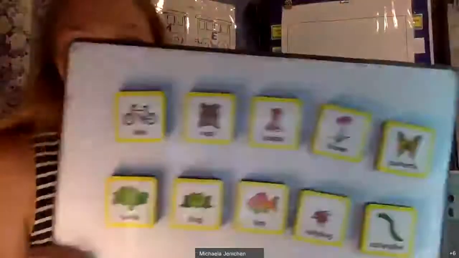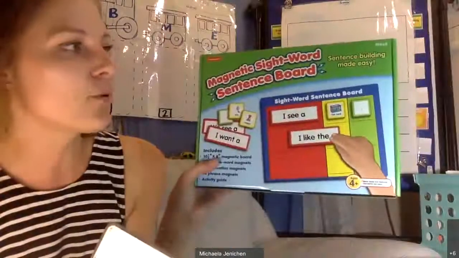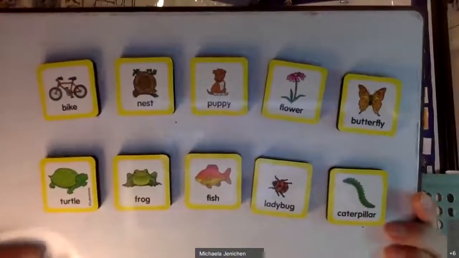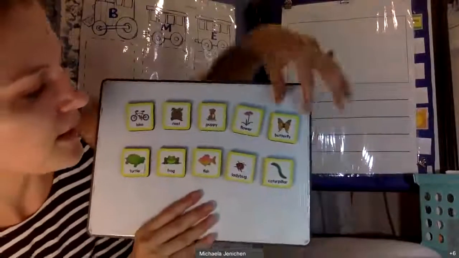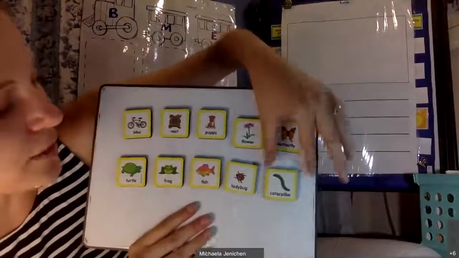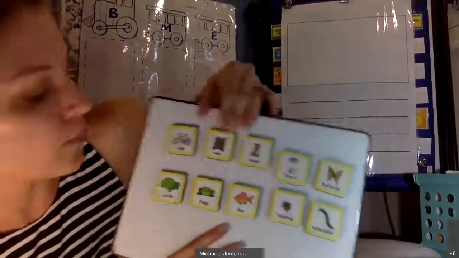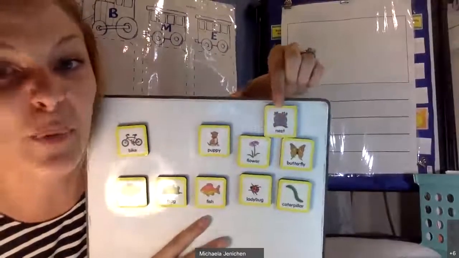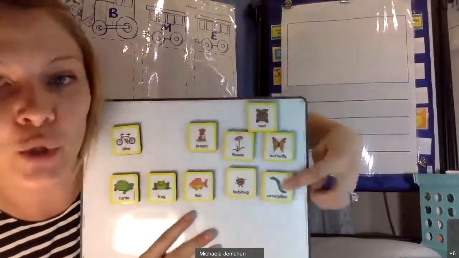I put a couple of ideas because what I'm using here is this magnetic sight word sentence board from Lakeshore. I'm not using the actual board, but I'm just using the magnets to help us. Here were some subjects that I thought might be cool to write about. We can write about the flower and the butterfly and the caterpillar and the ladybug, because those go together. Or maybe the nest. What do we think? Thumbs up for writing about a nest and maybe a bird in a tree? Or maybe about a caterpillar or some bugs?